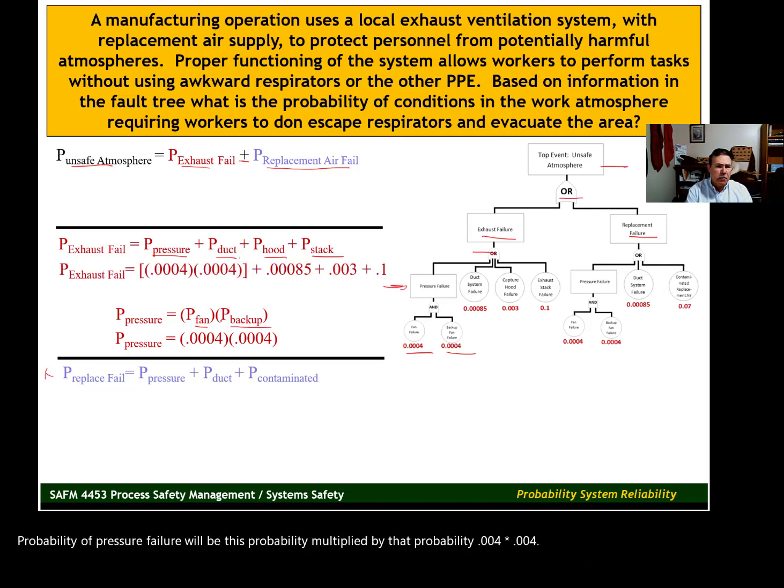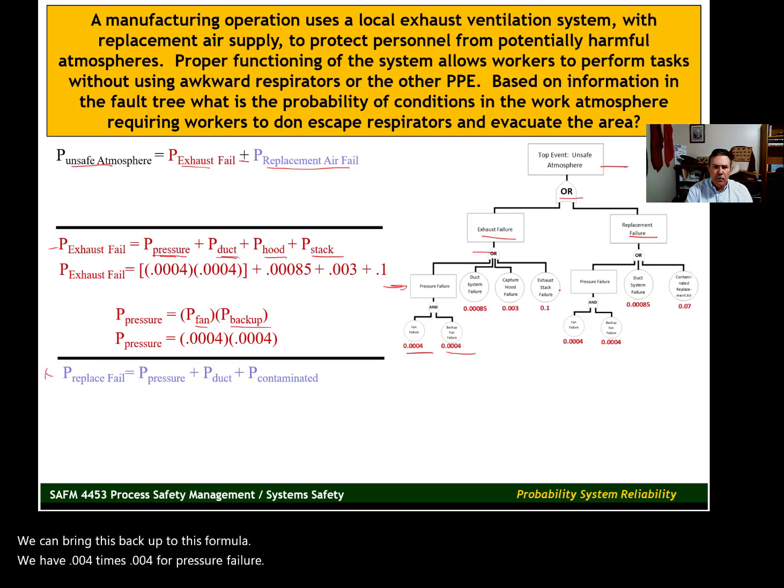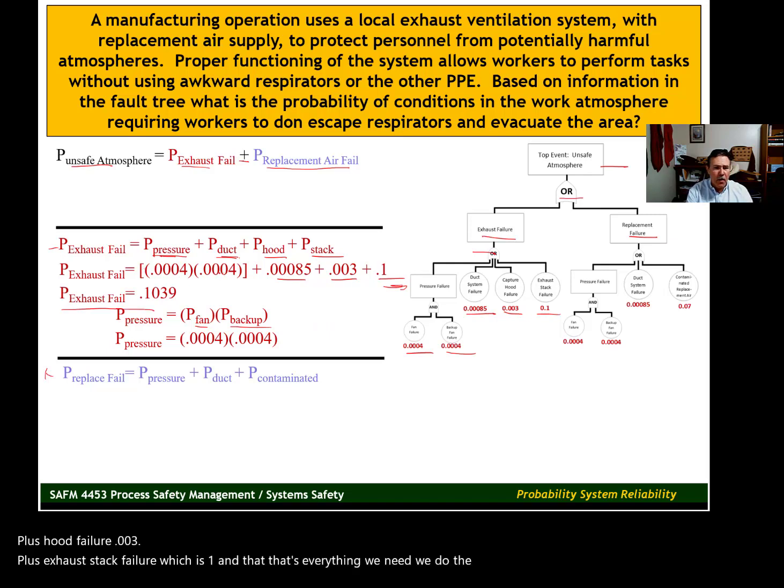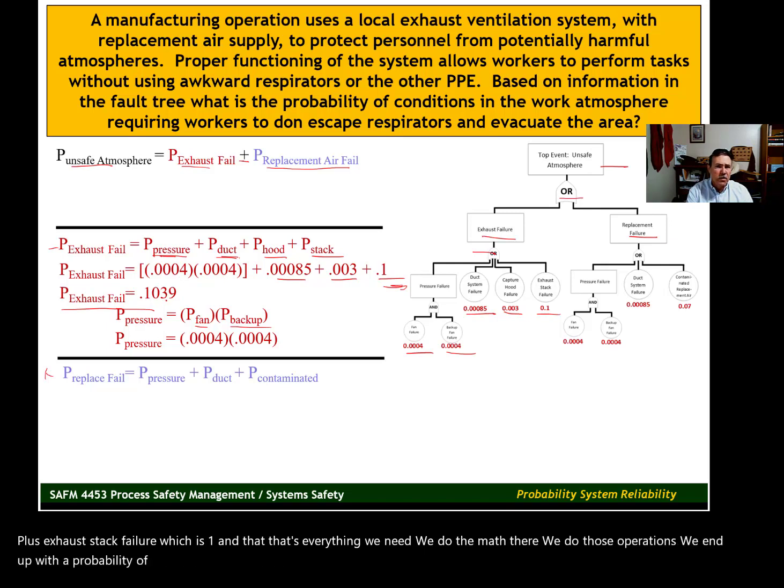We can bring this back up to this formula. We have 0.004 times 0.004 for pressure failure, plus duct failure, which is 0.00085, plus hood failure, 0.003, plus exhaust stack failure, which is 0.1. And that's everything we need. We do the math there, we do those operations, we end up with a probability of exhaust failure of 0.1039.